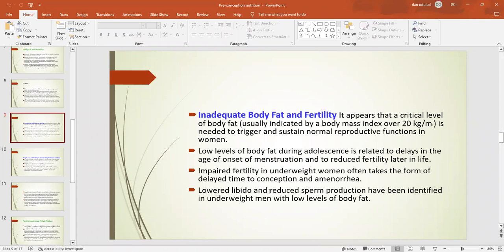So lowered libido and reduced sperm production in the male have been identified in underweight men with low levels of body fat. Low levels of body fat, we are defining it here as having a BMI below 20 kilograms per square meter. So there are two extremes: excess in obesity and then inadequate, a BMI below 20, producing fertility problems.